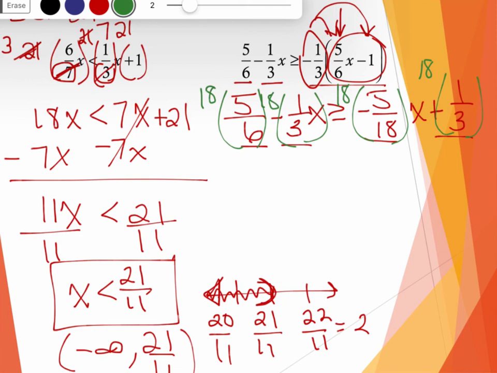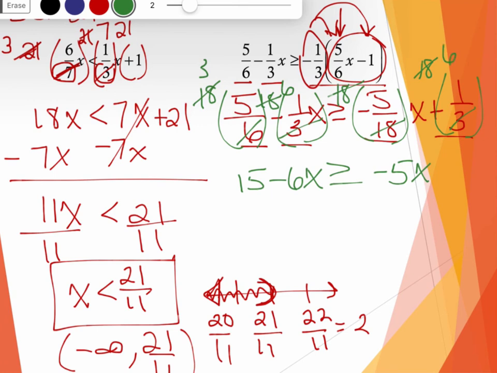So 18 and 6 are going to reduce. 3 times 5 is 15. 18 and 3 are going to reduce to 6. 6 times negative 1x is negative 6x is greater than or equal to, the 18's cancel, I have a negative 5x. And lastly, the 3 and the 18 cancel, and I'm left with a 6. Much, much easier than the original equation that we had.